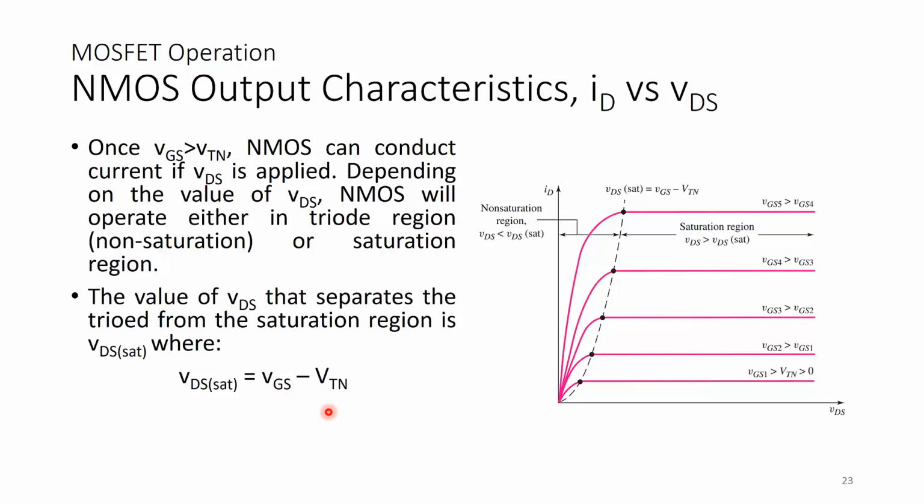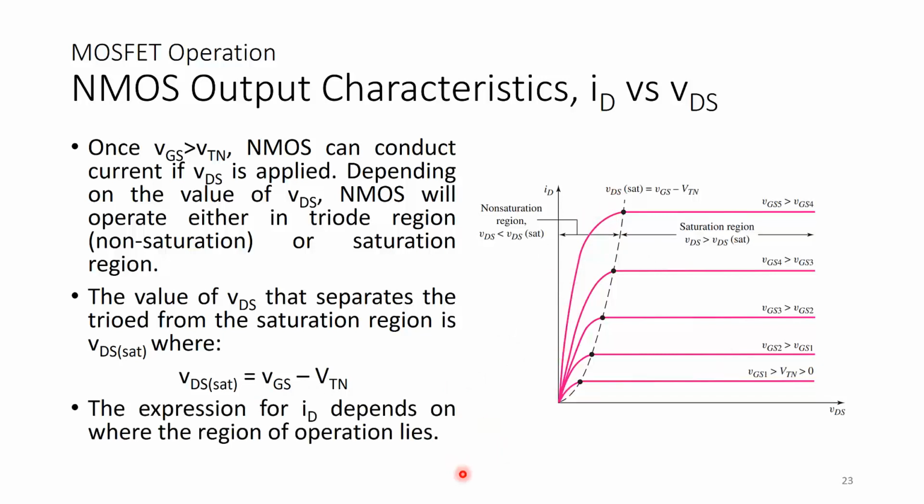So once you apply VGS greater than VTN, meaning that there is an inversion layer, if VDS is greater than VDS sat, it will saturate. That's what it's saying. If you apply VDS less than VDS sat, it will be operating in the triode region.